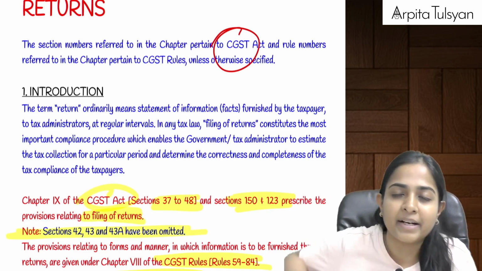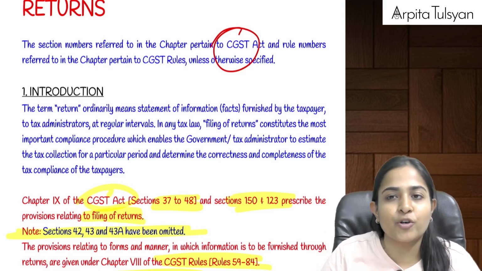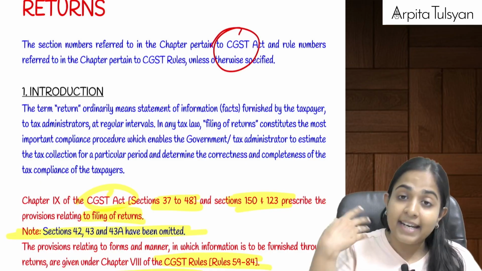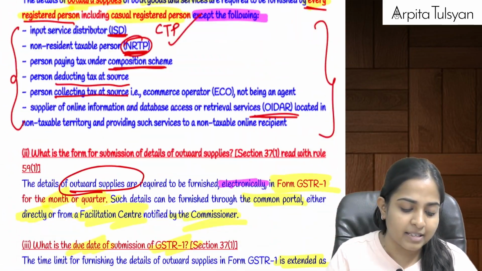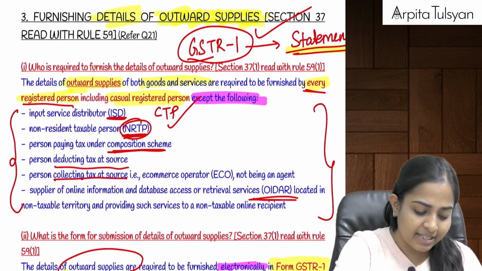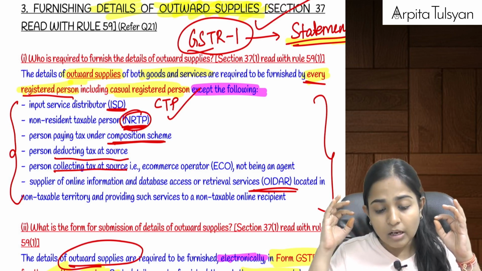Basically we are going to submit it to the GST department: which forms we are supposed to file, which returns we are supposed to file, which statements we are supposed to file, when we are supposed to file, etc. That will be discussed in this chapter. Starting with section number 37. Section number 37 talks about statement of outward supplies.